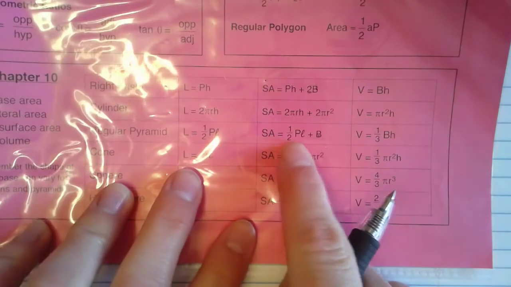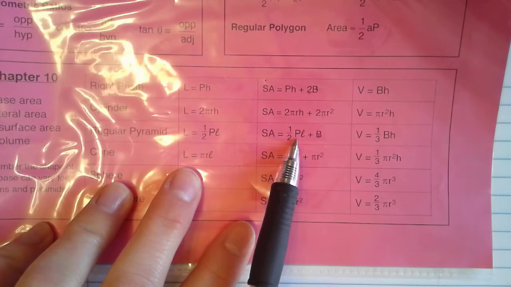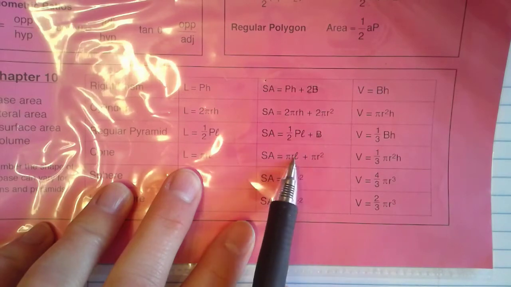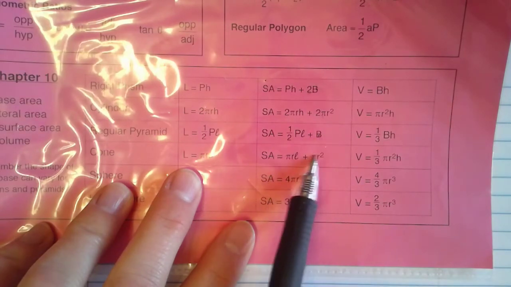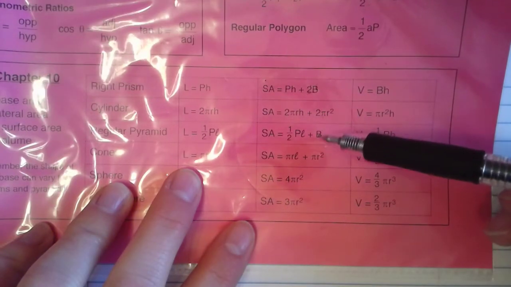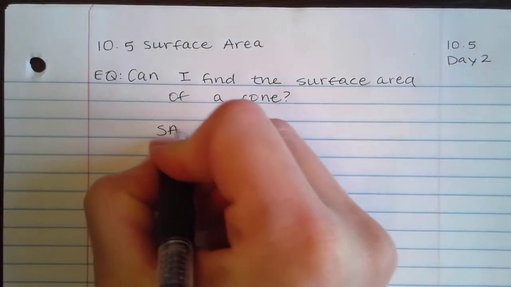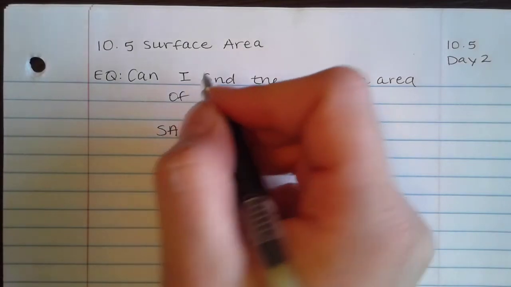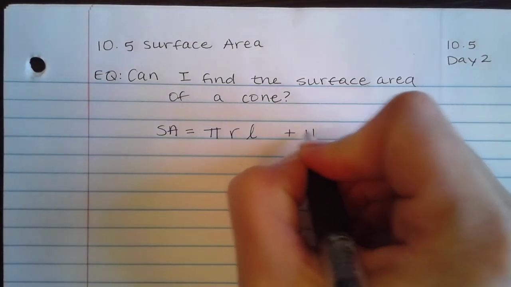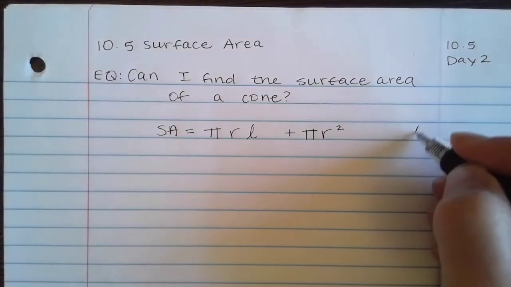Although, if you use the formula for a pyramid, it would be very similar. Because in this case, it's 1/2 of the perimeter. Now the perimeter is 2 pi r, so 1/2 of the perimeter is just pi r, slant height. Area of the base, well, the base is a circle. So similar to how the prism and the cylinder formulas were really similar, the pyramid and the cone formulas are very similar. So let's write this down. The surface area of a cone is pi r L plus pi r squared. And I'm just going to draw a little diagram over here for us as well.